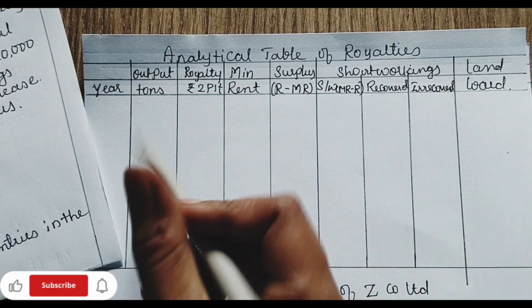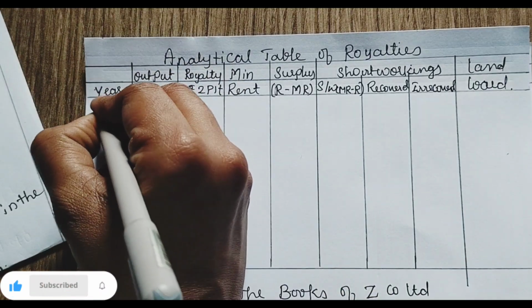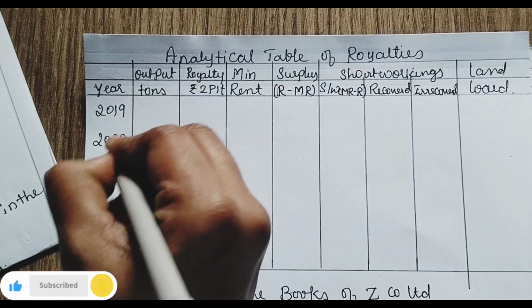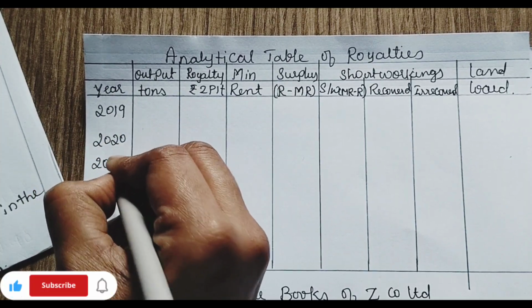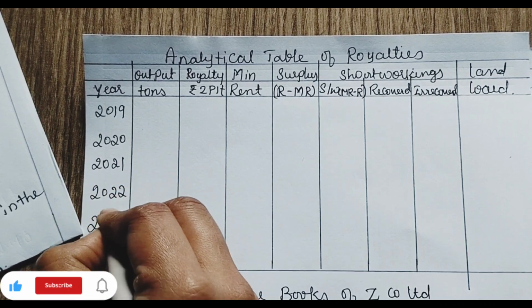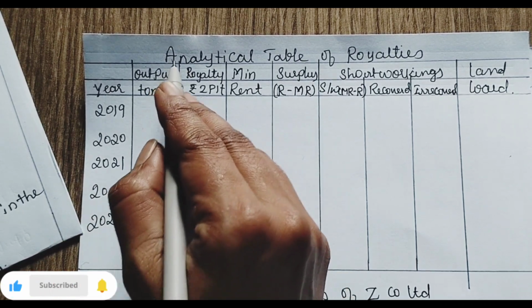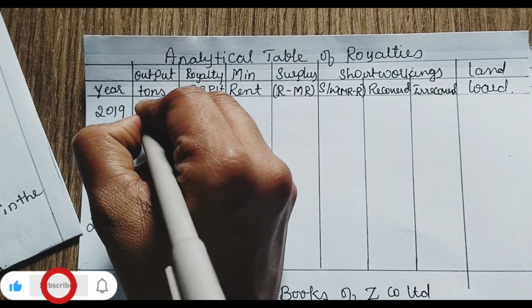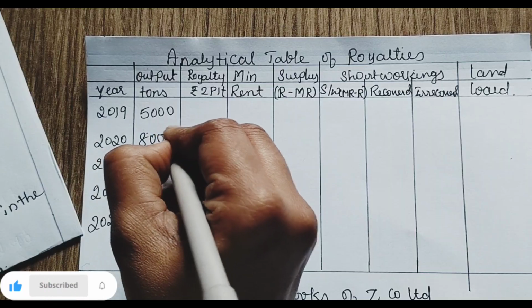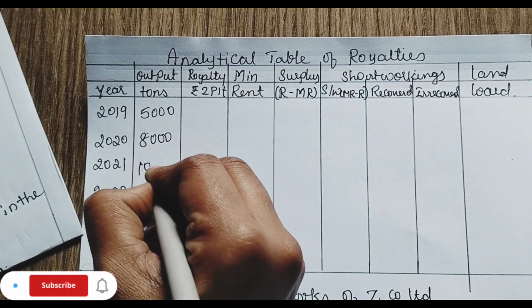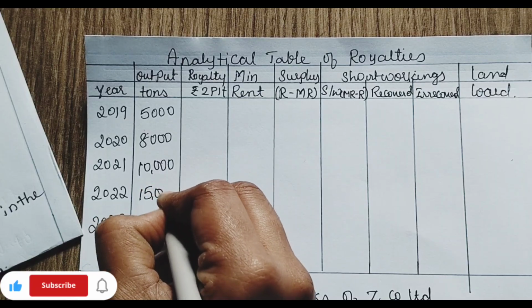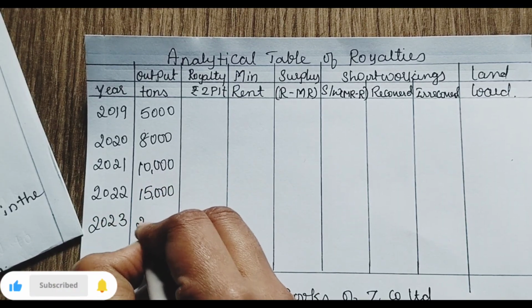The analytical table is here: 2019, 2020, 2021, 22, 23. Output is given in tons. That is 5,000, 8,000, 10,000, 15,000, 20,000.